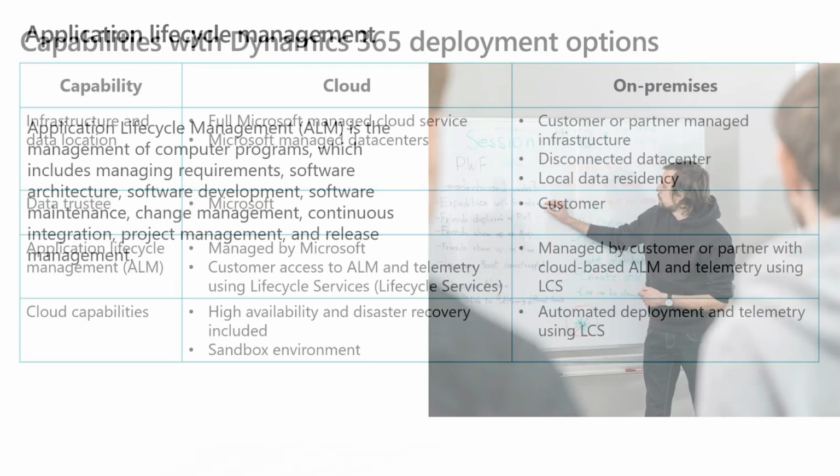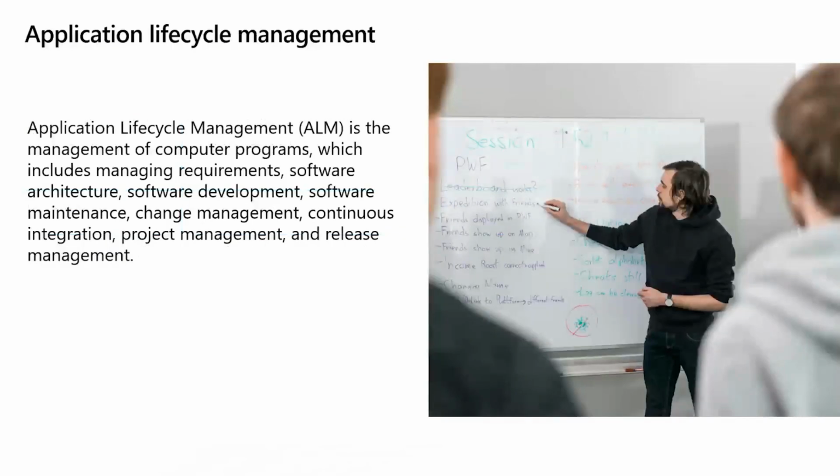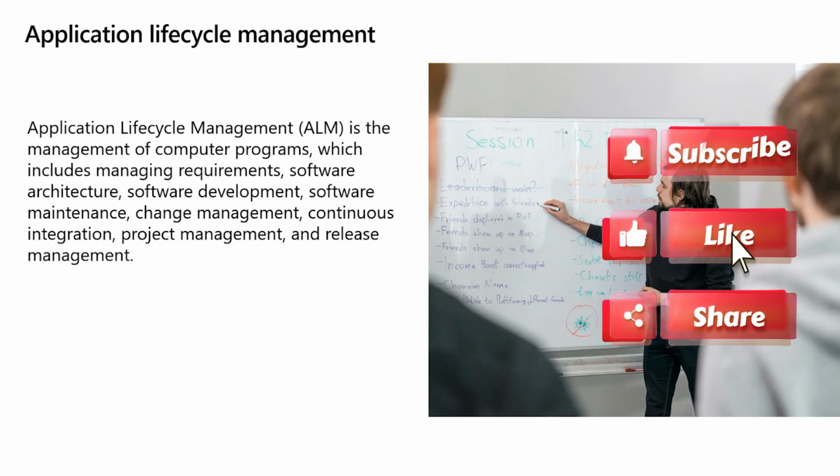Application lifecycle management is really important for any application. Applications can go through 5 major phases. Depending upon the methodology that you are using within your organization, you may be going with waterfall methodology, you may be going with agile methodology, you may be going with spiral methodology.